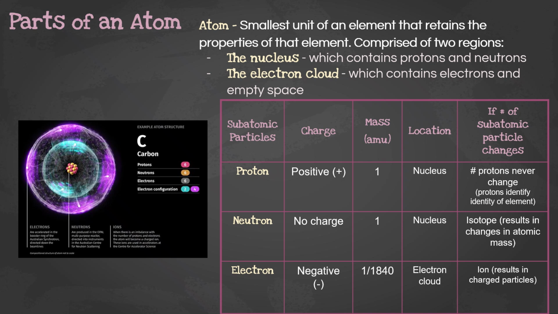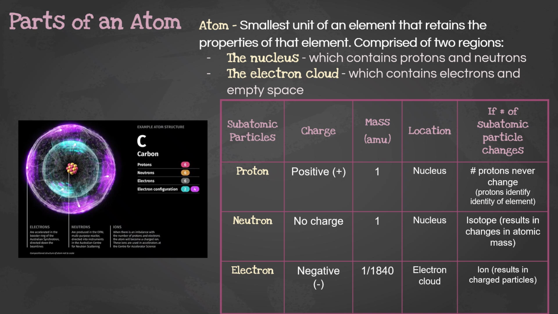There are three subatomic particles within an atom. We have a proton that is positively charged and weighs about 1 atomic mass unit and is located inside the nucleus. And then if we change the number of subatomic particles, so if we change the number of protons, we'll end up changing the element. So the number of protons never actually changes.